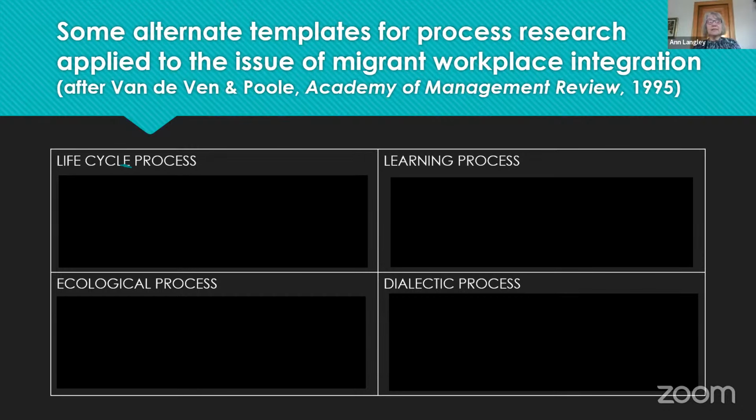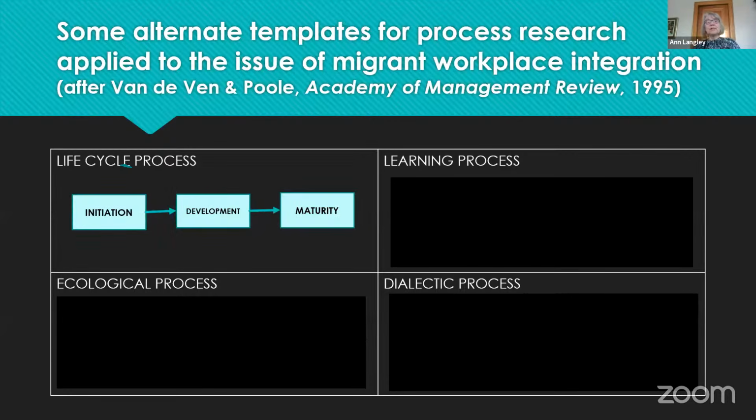adapt to a society. So Van der Ven and Poole identified these 4 classic process models. They called a life cycle process, a learning process, an ecological or evolutionary process, and a dialectic process. And I have little diagrams which illustrate each so that we can just sort of see what the kinds of frameworks might be. And these are really useful kind of heuristic ideas about how you might consider your process data.